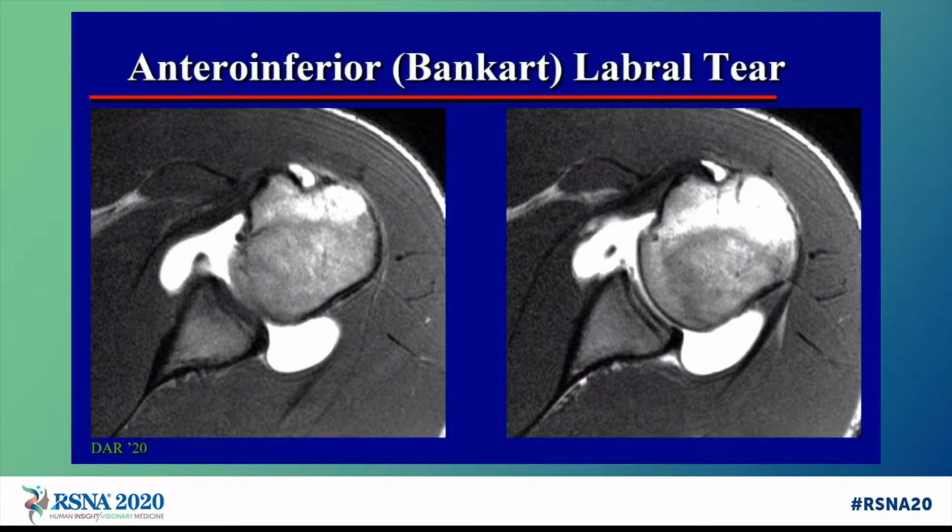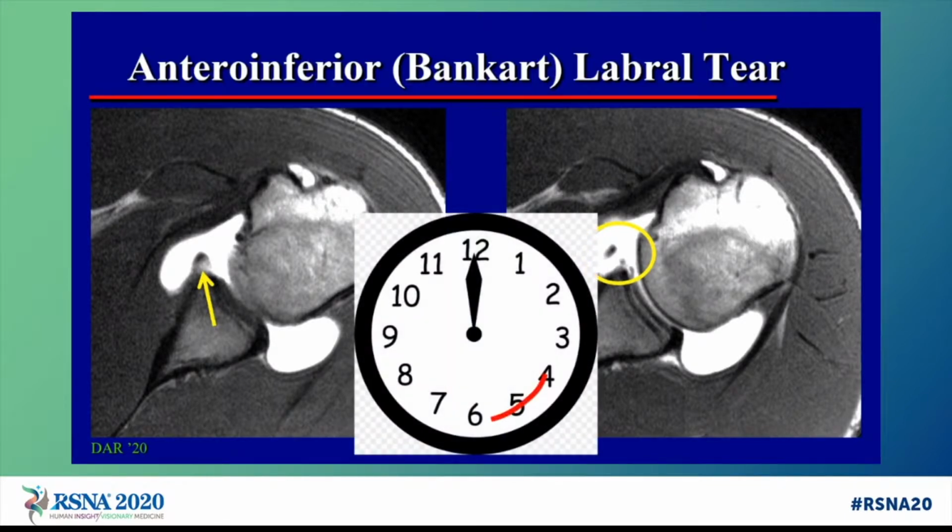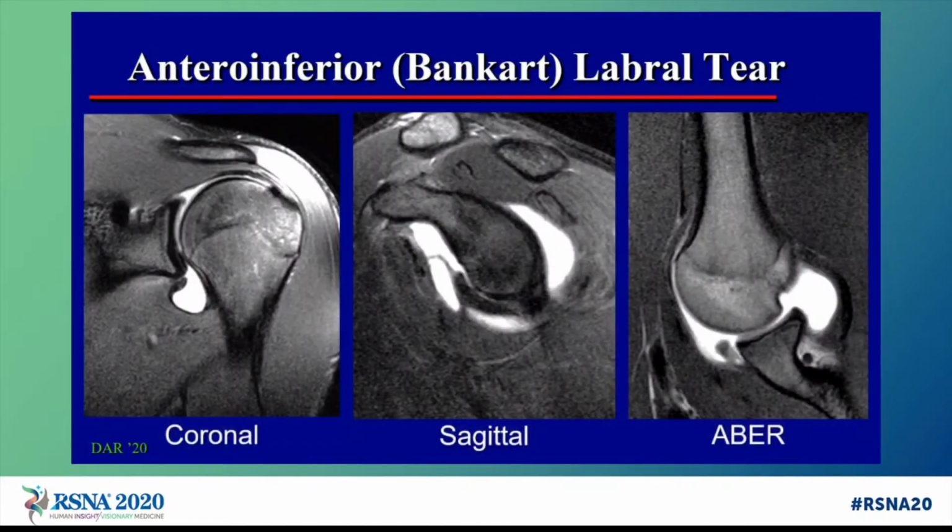Tears of the anteroinferior labrum or Bankart lesions are associated with instability. So we see detachment of the labrum here from the underlying bone and here from the periosteum as well. These are located from the 4 to sort of 5:30 position on the glenoid. Now we're used to looking at those on the axial images, but frankly the other two or even other three imaging planes are just as important, especially if the tear is not displaced.